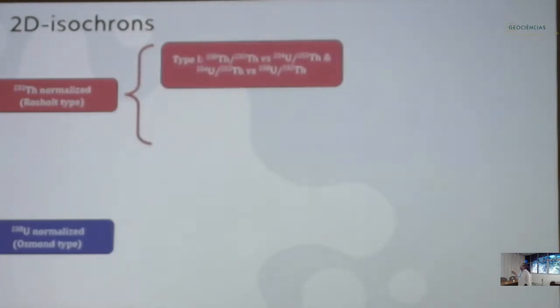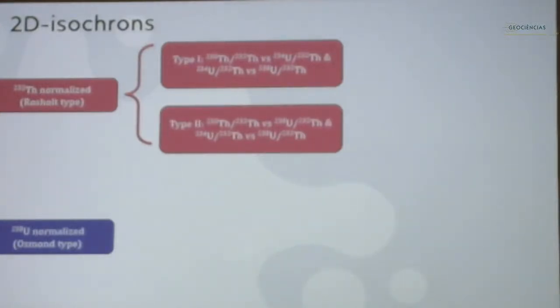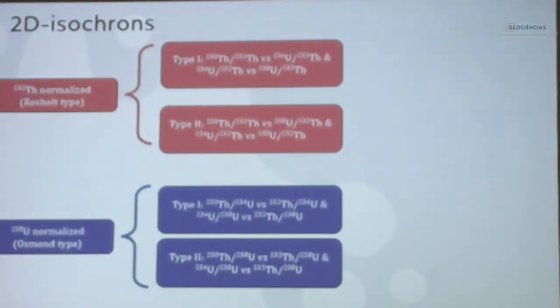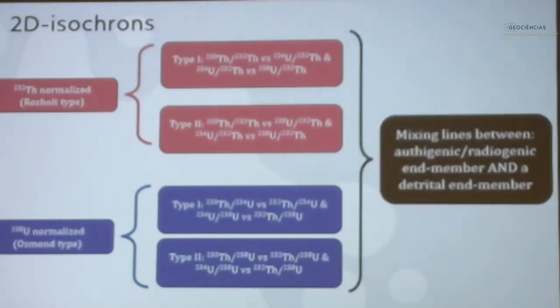Then there are two types of Rosholt, this one and these two, and two types of Osmond. I'm not going to go into much detail on them. All of them are mixing lines, and they differ only in the way we express the isotopic composition. But all of them are a mixing line between an authigenic end member and a detrital end member. They are exactly the same principle.